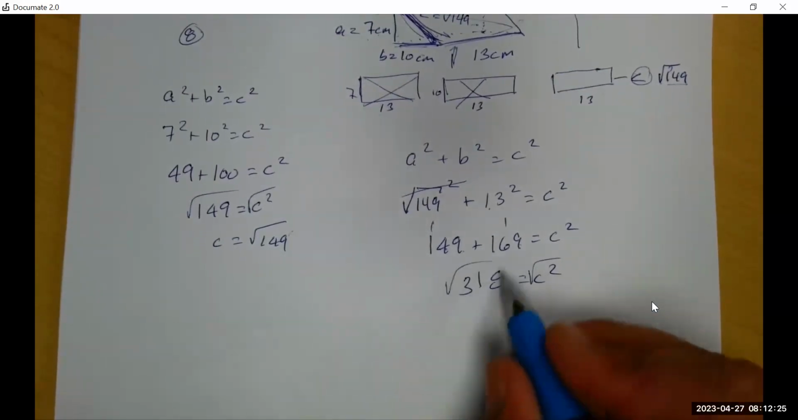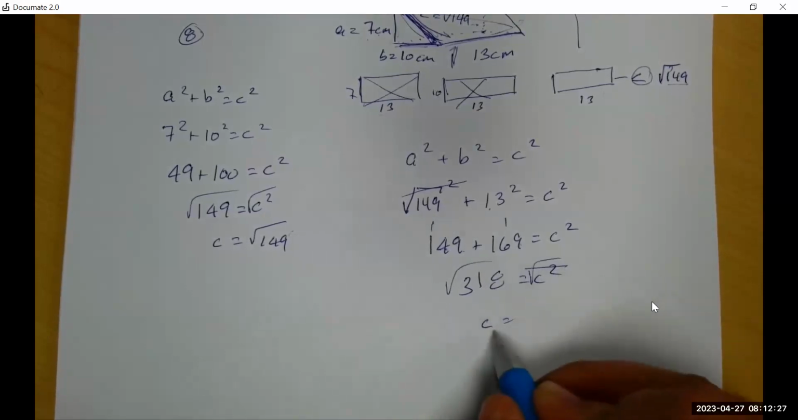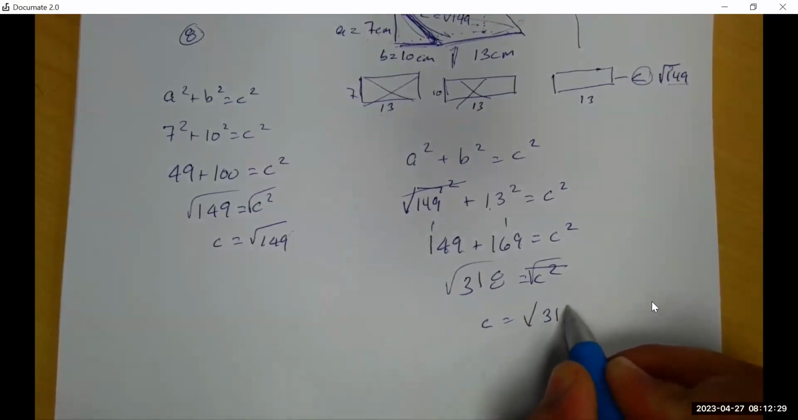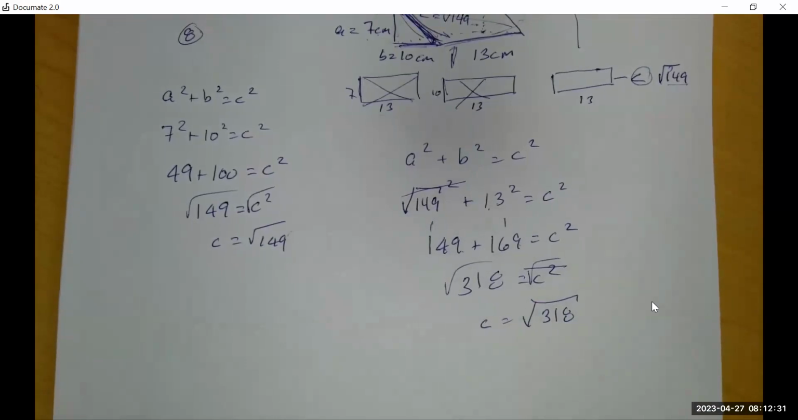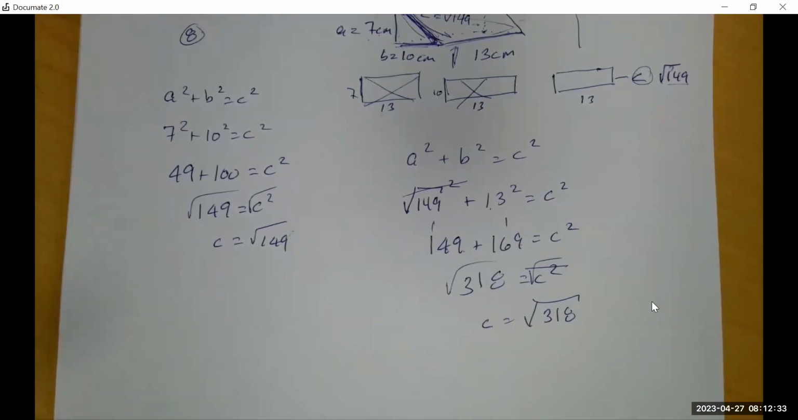Square root both sides. C equals the square root of 318. That's the longest length possible.